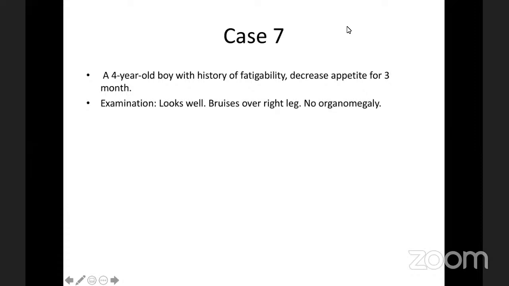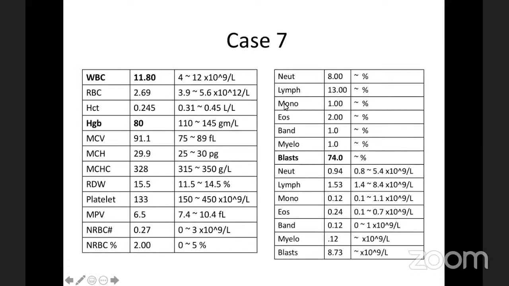Okay. Case 7, a 4-year-old boy with history of fatigability and decreased appetite for 3 months. Examination, he looks well. There is a bruise over the right leg and no organomegaly. So he has mainly anemia. He's not in leukocytosis. Platelets are okay, but we have a circulating blast.